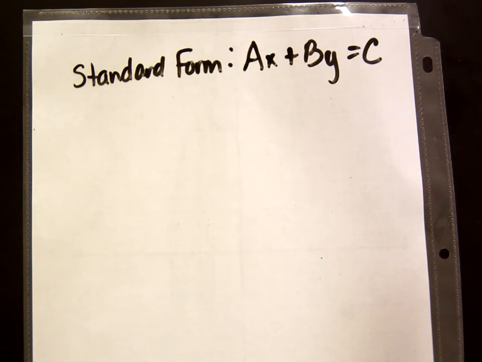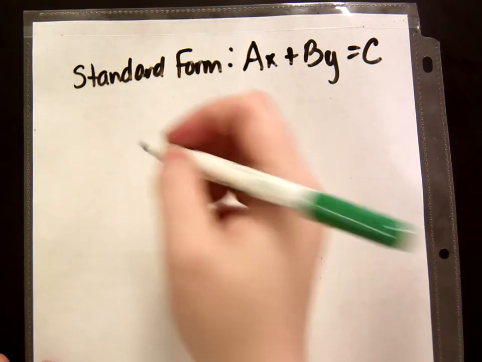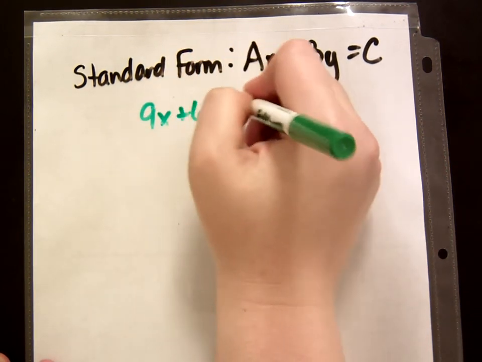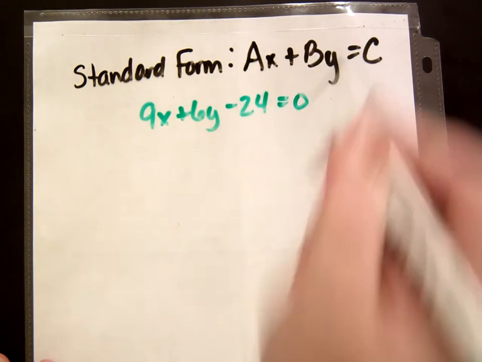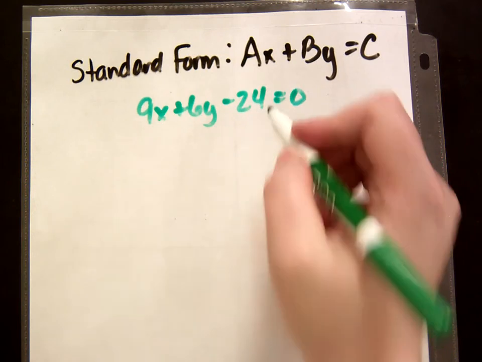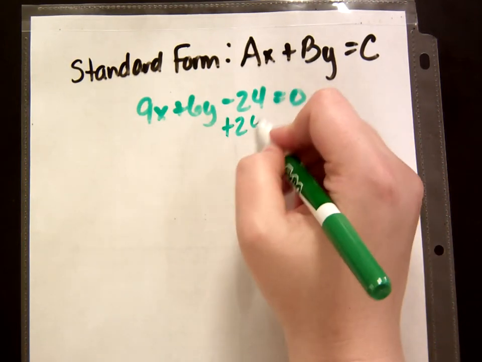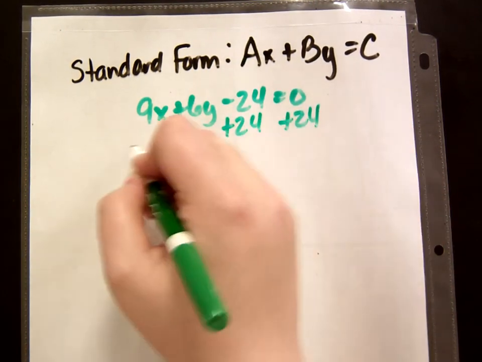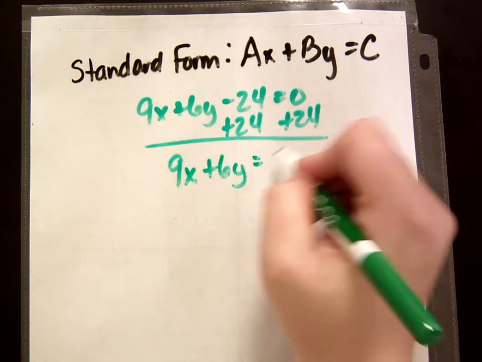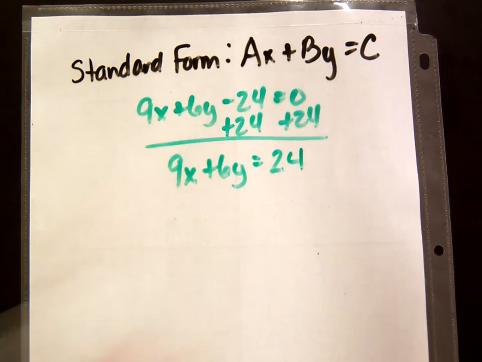Alright, so take a look at this problem here. 9x plus 6y minus 24 equals 0. Well, the first thing I want to do is put the x and y by itself, so I need to move the 24 over to the other side. That gives me 9x plus 6y equals 24.